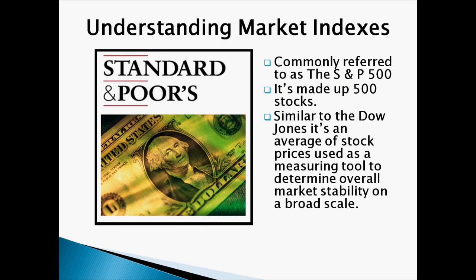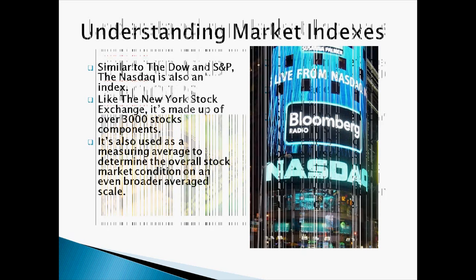Understanding market indexes continued. Standard & Poor's is also commonly referred to as the S&P 500. It's made up of 500 stocks. Similar to the Dow Jones, it's an average of stock prices used as a measuring tool to determine overall market stability on a broad scale.